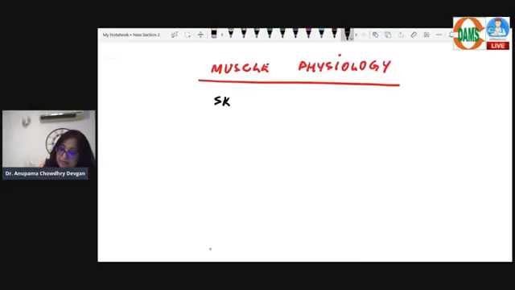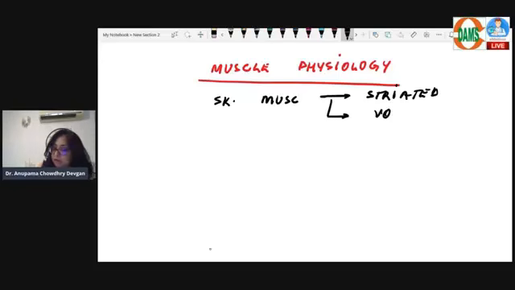When you look at the skeletal muscles, they are striated muscles. These are voluntary muscles. Skeletal muscles are striated and voluntary. There are light and dark bands present. There are striations which are seen, so they are called striated and they are voluntary.